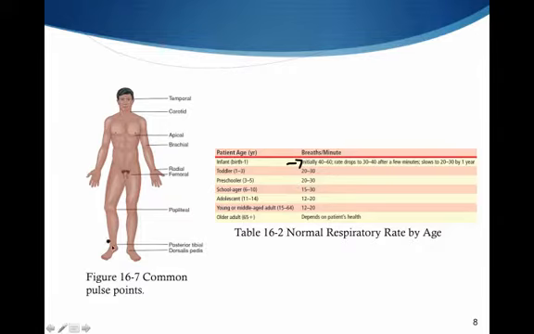These are 16.7, common pulse points of the body. Please look over those: temporal, carotid, apical, which is done with the stethoscope, 4th or 5th intercostal space, midclavicular line, brachial, radial, femoral, popliteal, posterior tibial, dorsal pedalis. Be sure you're aware of all of those pulse sites. This should be a review from EMT Basic.